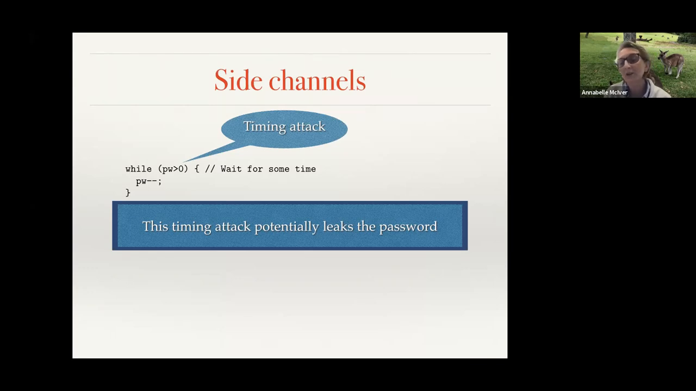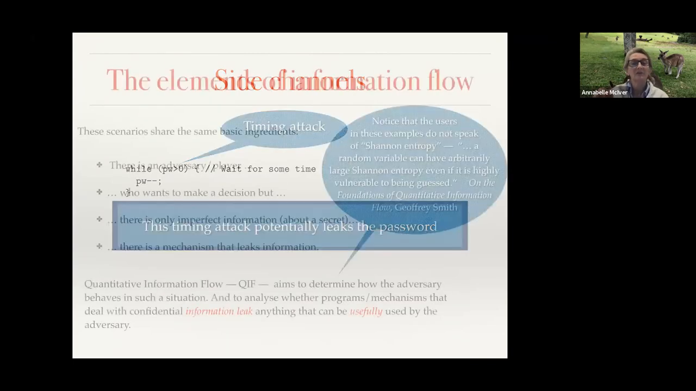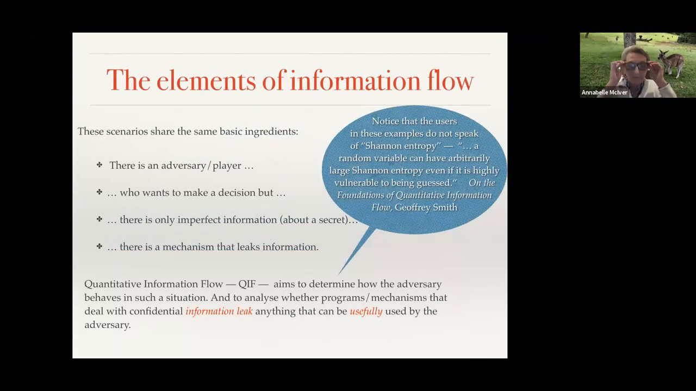So you imagine that PW is a piece of confidential information and maybe an adversary wants to find out what that password is. And if the adversary has some very accurate measuring instruments, then they could gather some information as the program is running and then at least find out what the initial value of the password is. So this is, I guess, a more realistic, more useful example of where information flow analysis is actually used on programs in security.